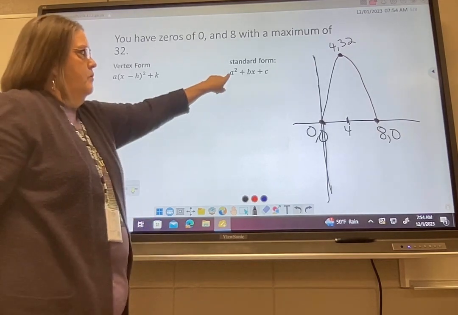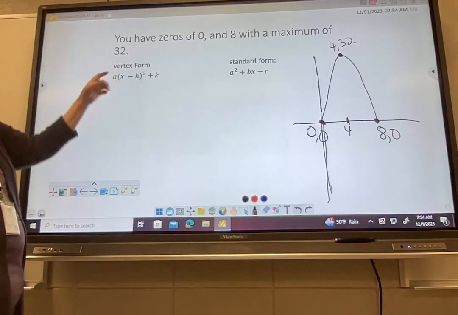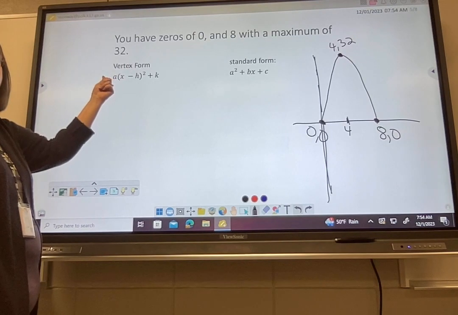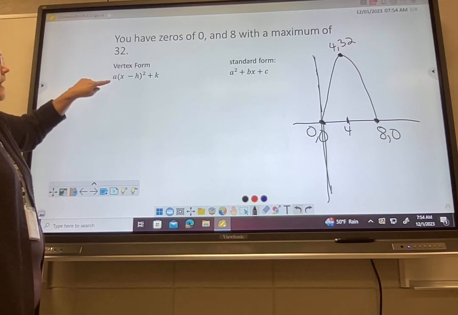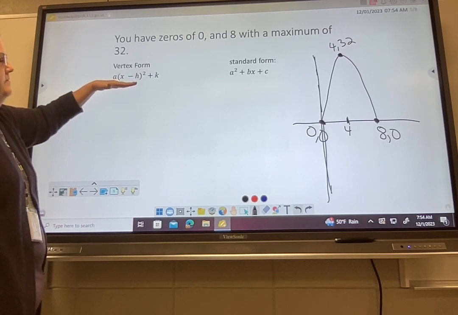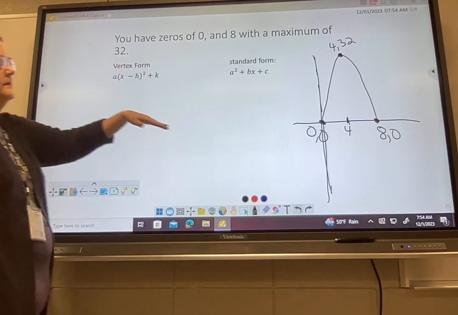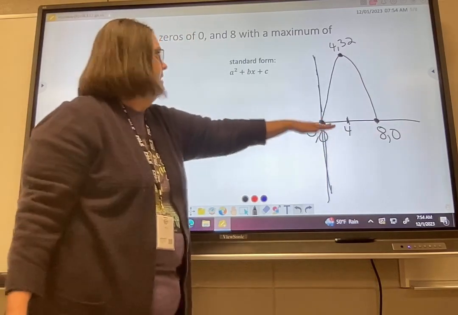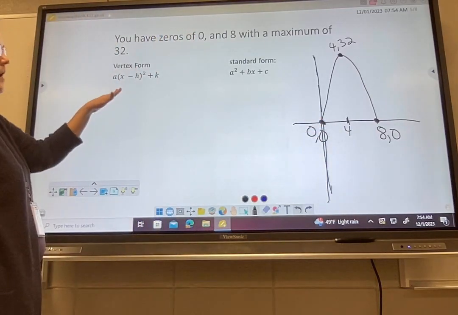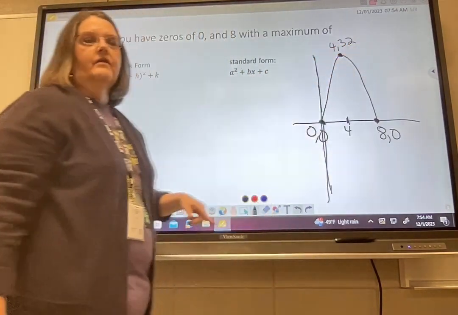All right, standard form is ax squared plus bx plus c. In vertex form, this a means something. Now, we haven't gotten this far in our class discussions yet, but this is a stretch or a compression. And then this is the vertex right here, the opposite of whatever this is, and plus k. So the opposite of 4 would be minus 4. So I can tell that I've got x minus 4 squared plus, and my k is going to be the 32. So I can tell that much.